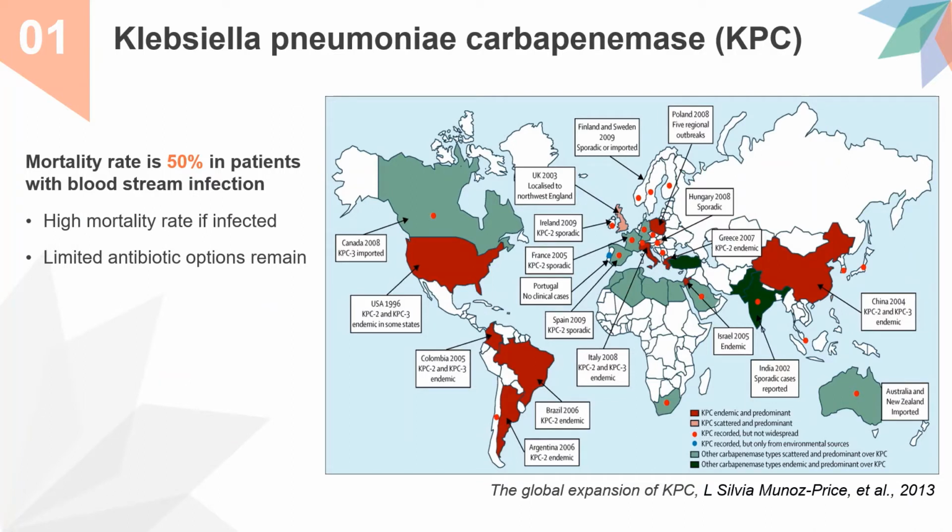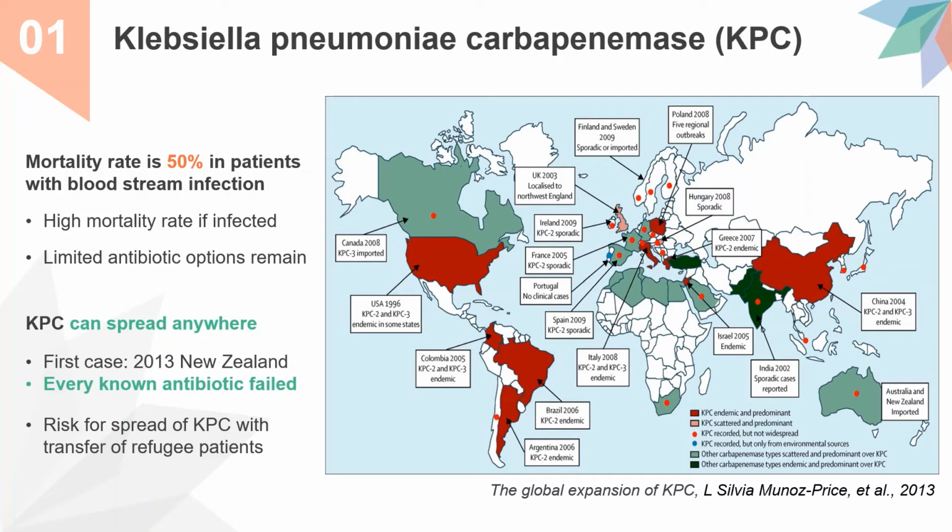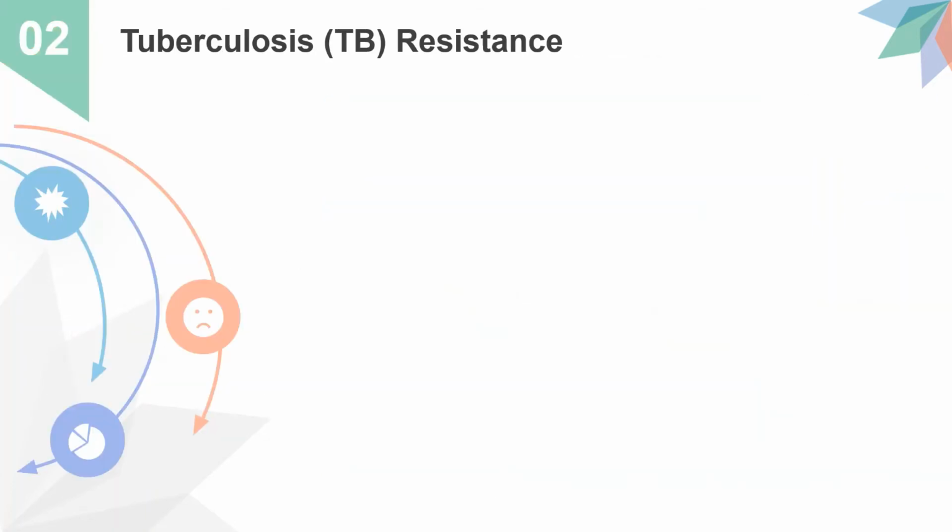KPC is so dangerous because the mortality rate is up to half if there's a bloodstream infection. This is because so few antibiotics remain that can kill the bacteria. Furthermore, KPC is already spreading globally. The first known case was in 2013 in New Zealand, but as we can see on this map, with red indicating endemic origin, it probably did not originate there. Due to international travel and many refugees from war and global disasters, bacterial strains can be spread all over the world very quickly. The second case we will discuss is tuberculosis resistance.